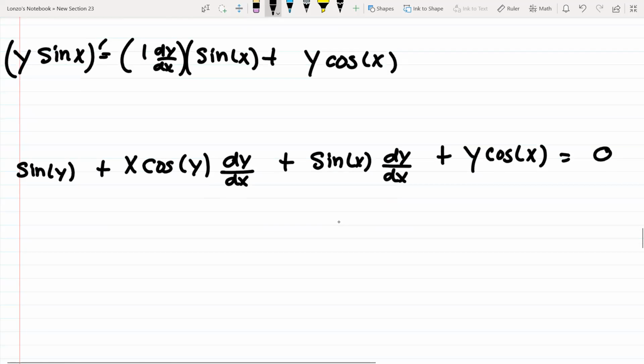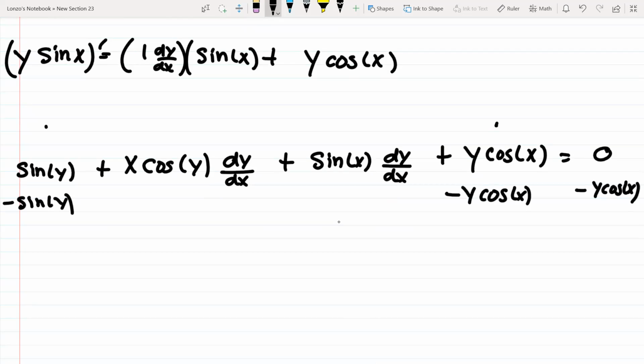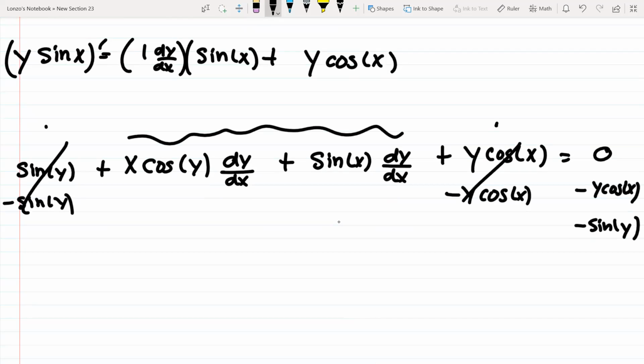Okay, so just like the other problems, we have to get dy dx, and then anything that doesn't have a dy dx, we get it on the other side. So this doesn't have a dy dx, this doesn't have a dy dx. So move it to the right, so we're going to subtract y cosine of x and then subtract sine of y. Okay, so on the left, this cancels and this cancels, so you could take out a dy dx. That's the whole point of it.